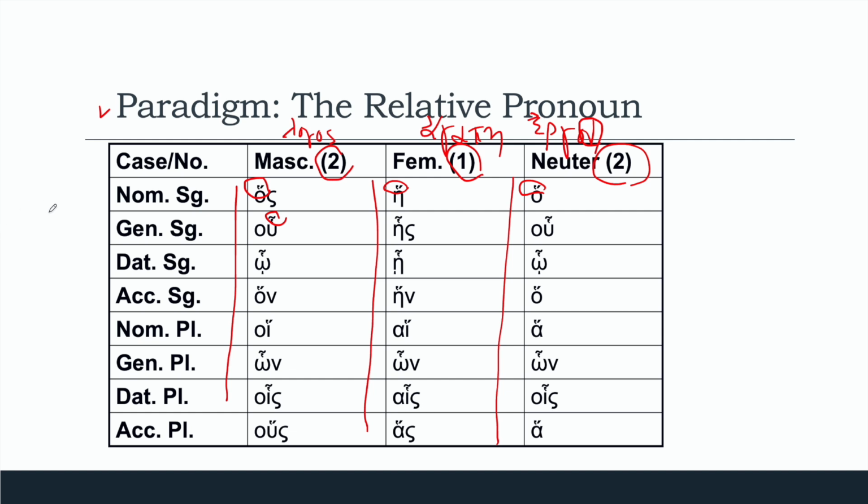So again, the relative pronoun is easy peasy to memorize. Just think of the noun endings. And in fact, if you go through them again, you'll basically be reinforcing the endings that you've learned already. Logos, logou, logo, logon, logoi, logon, logois, logous. Knock off that noun stem and you've got the paradigm for the relative pronoun. So that's easy to memorize and to work with.